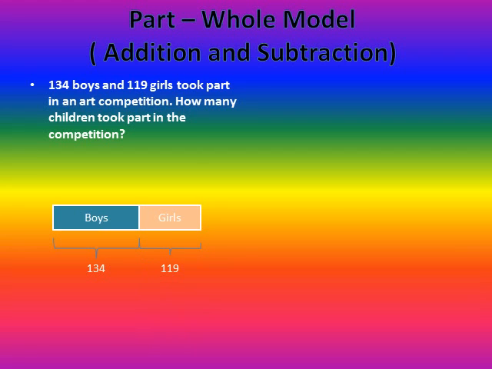Let's go back to the question. The question is how many children took part in the competition. What is the problem actually asking? It's asking for the total number of kids, right? So that's the whole, and the whole is written on top. So we put the question mark in there. This is your model.